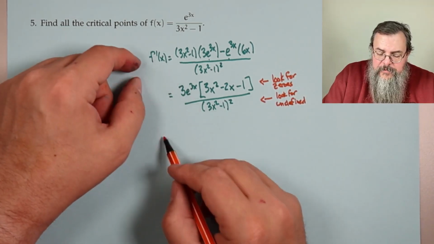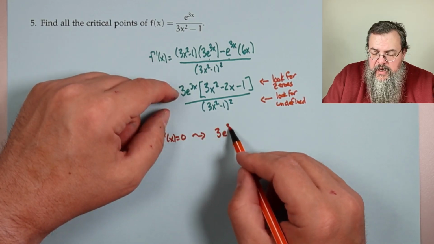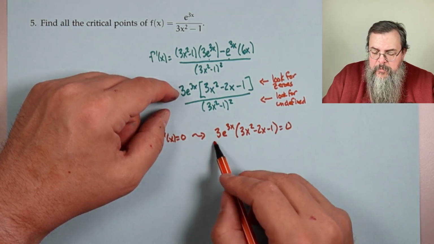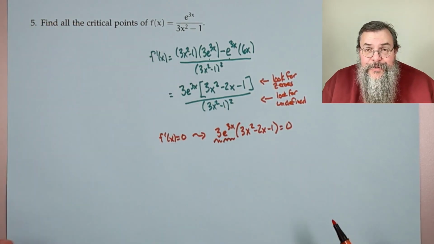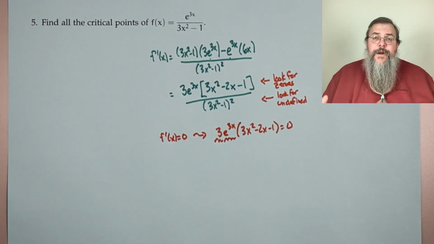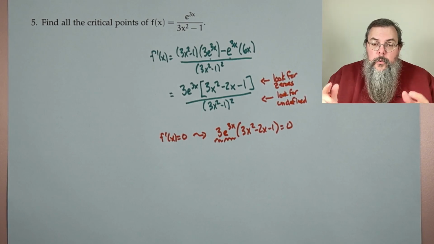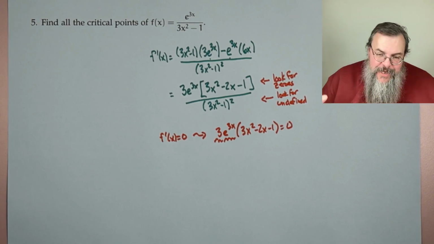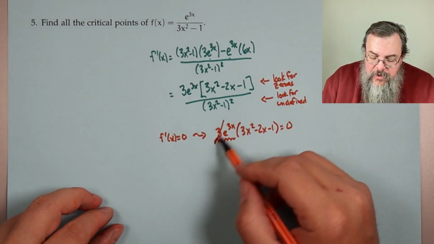So we say, okay, if f prime of x equals 0, well, that says the numerator equals 0, so that gives us 3e to the 3x times 3x squared minus 2x minus 1 equals 0. 3 can't be 0, okay, so that's not a problem. And e to the 3x can never be 0. It's a very optimistic function. It's always positive. It's a function that always looks on the bright side of life. Okay, so anyways, the moral is the exponential function is always positive. Okay, great. So we can ignore these pieces.